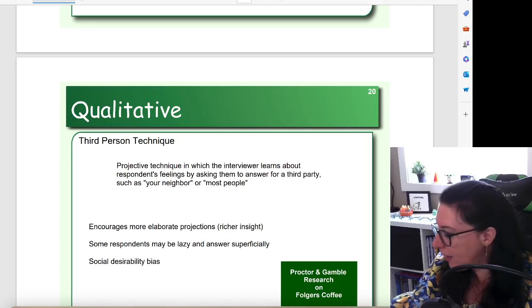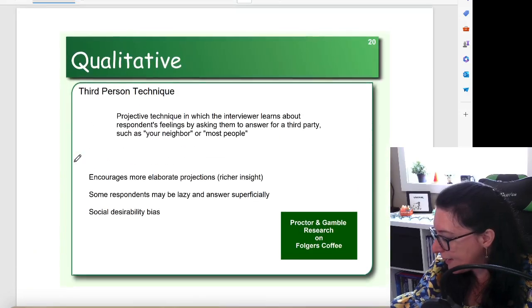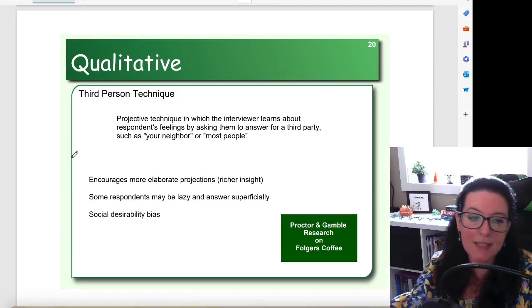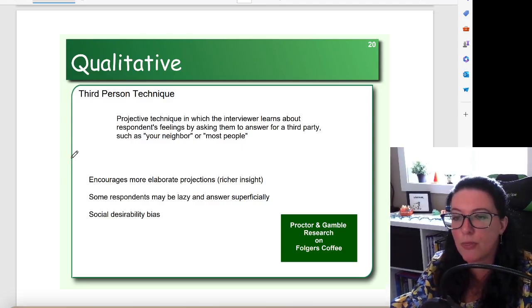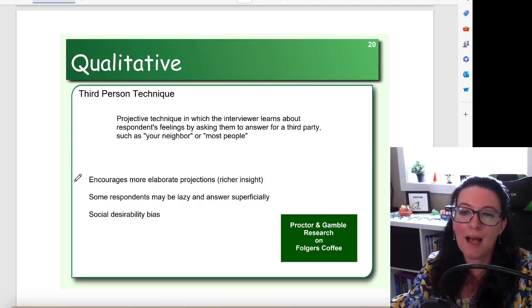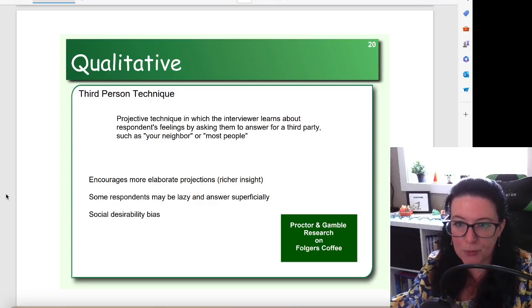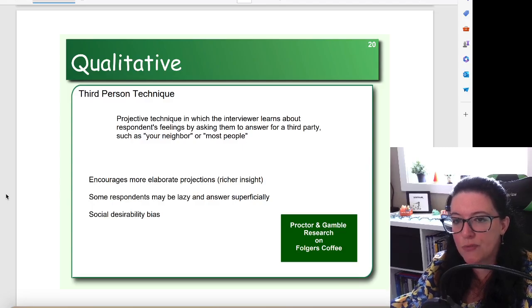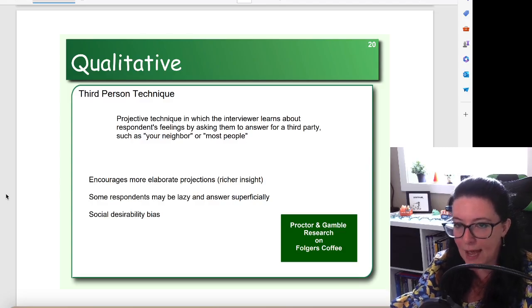And then the last one that we're going to look at here is the third person technique. The third person technique is a projective test in which the interviewer learns about the respondent's feelings by asking them to answer on behalf of a third party. So about your neighbor or what most people do. So this allows for richer insight than some of the other projection tests.